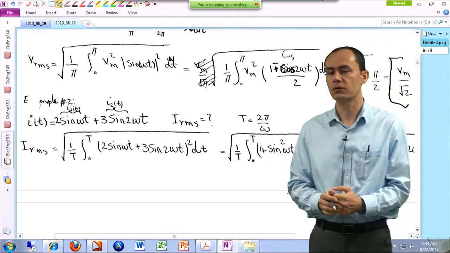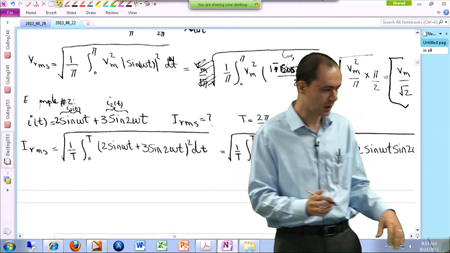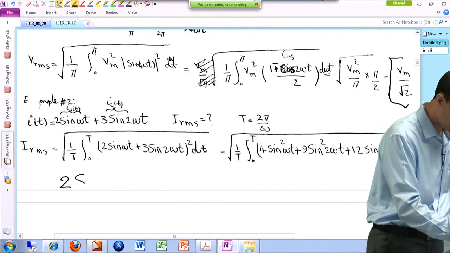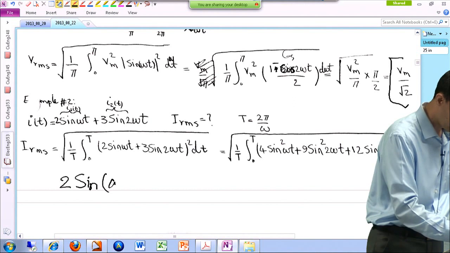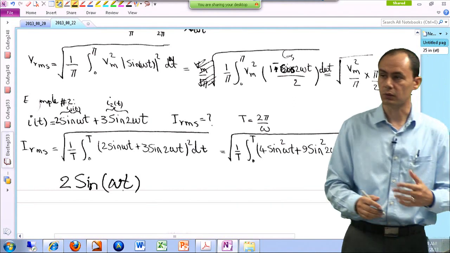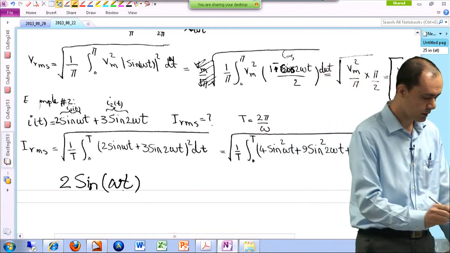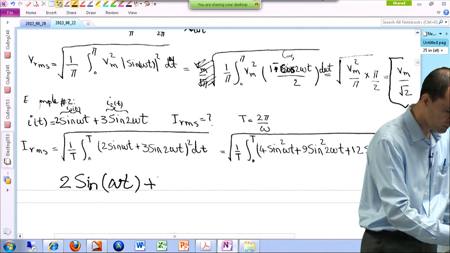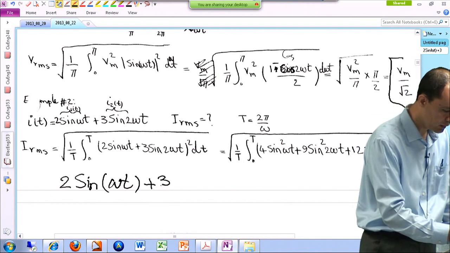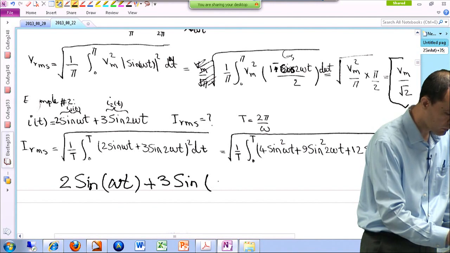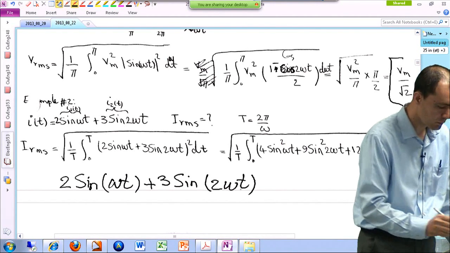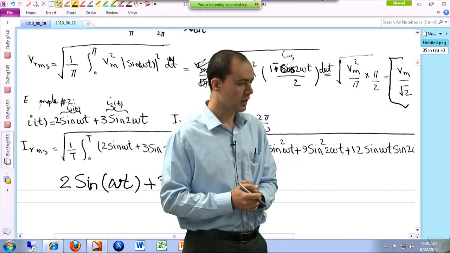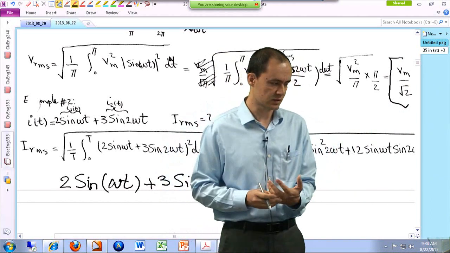This particular current waveform has 2 components in it. One of them, I'm just going to rewrite it over here, is 2 sine of omega t. You can argue that this could be the fundamental harmonic of your current. In addition to that, you have a higher order harmonic, which happens to have an amplitude of 3, sine of 2 omega t. So this is the current that you have measured, or the result of your simulation, and you would like to find out what the RMS value of the signal is.